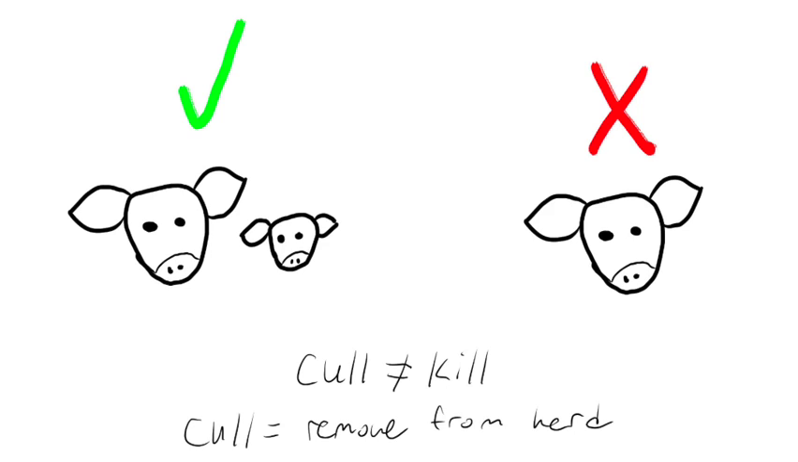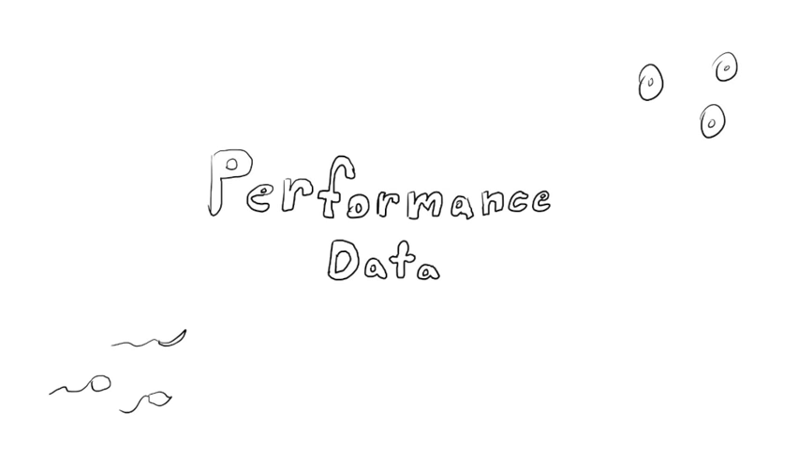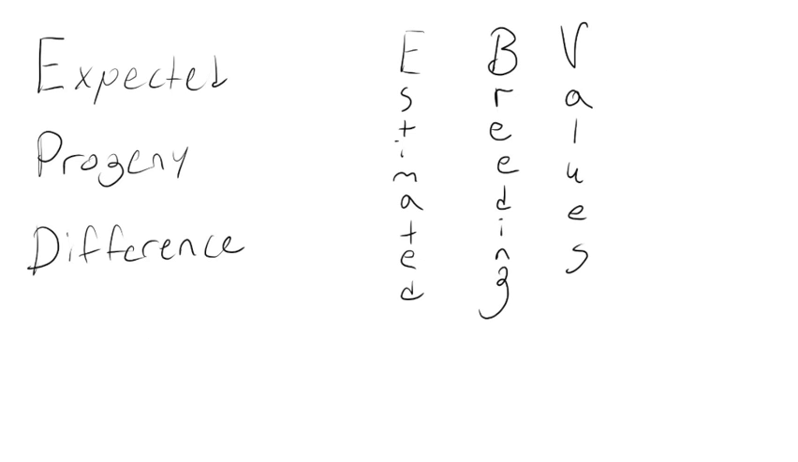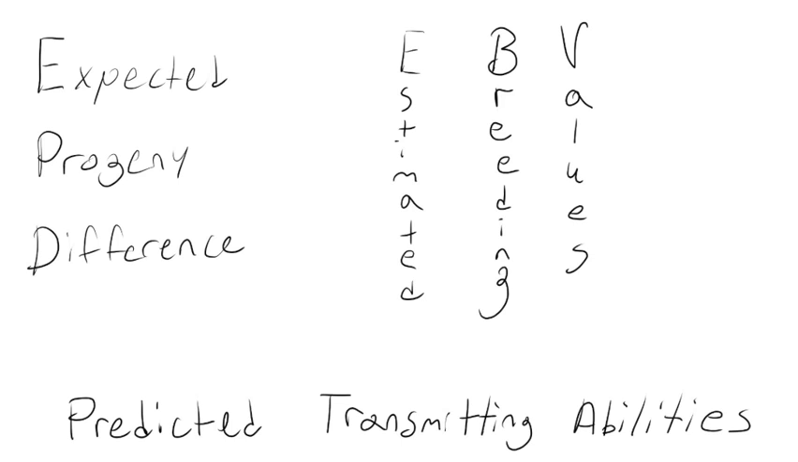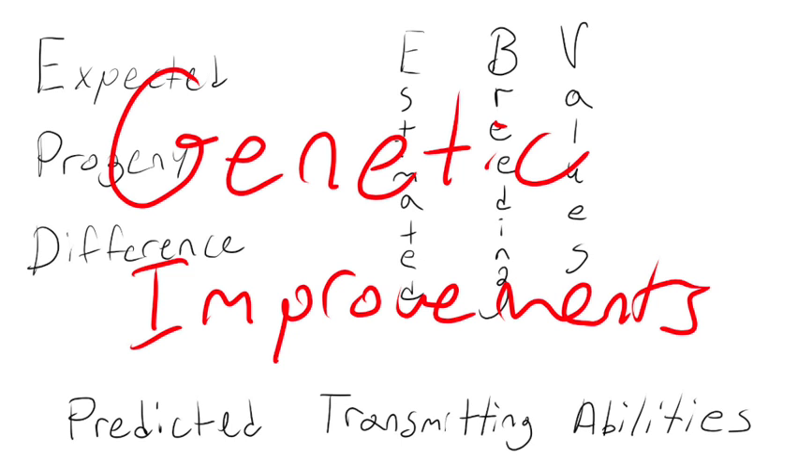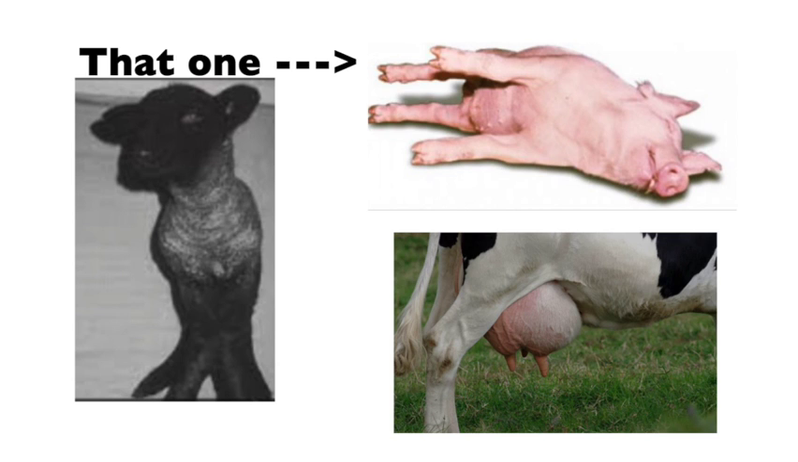Next up, let's talk about performance data. We are looking at our genetic improvements. These are your EPDs, your EBVs, and your PTAs. We like genetic improvements. Genetic improvements mean more milk, more muscle, more awesomeness, and we also breed out those bad things like the spider gene in lambs, or mastitis in cows, or the halothane gene in pigs, because they are not a good time for us or the animal.